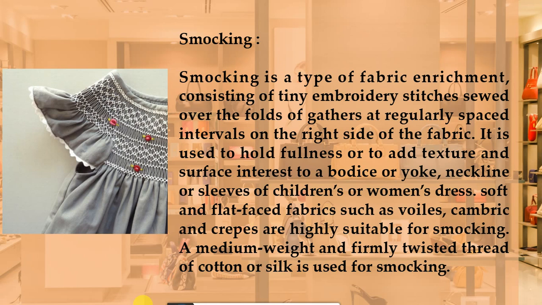Smocking. Smocking is a type of fabric enrichment, consisting of tiny embroidery stitches sewed over the folds of gathers at regularly spaced intervals on the right side of the fabric. It is used to hold fullness or to add texture and surface interest to a bodice or yoke, neckline or sleeves of children's or women's dress. Soft and flat-faced fabrics such as voiles, cambric and crepes are highly suitable for smocking. A medium weight and firmly twisted thread of cotton or silk is used for smocking.